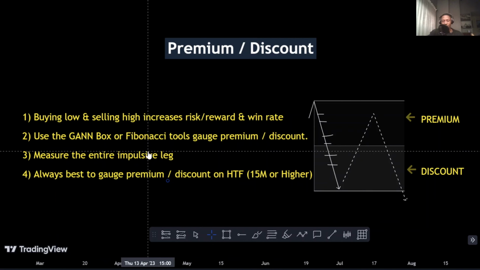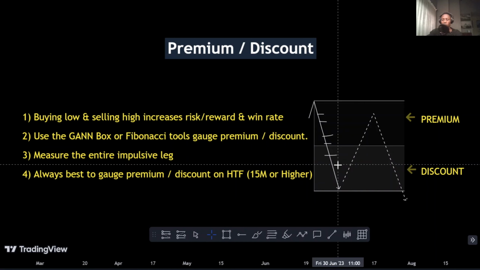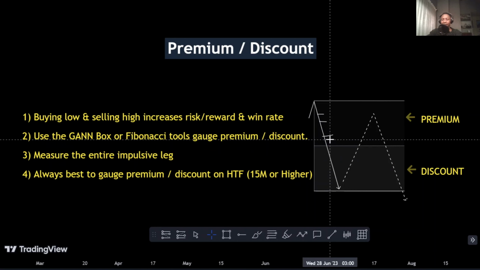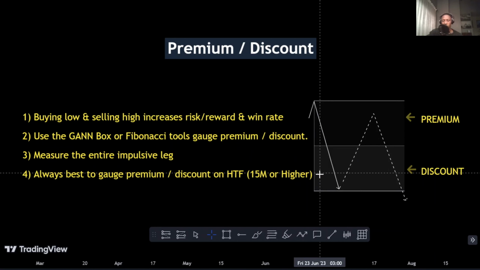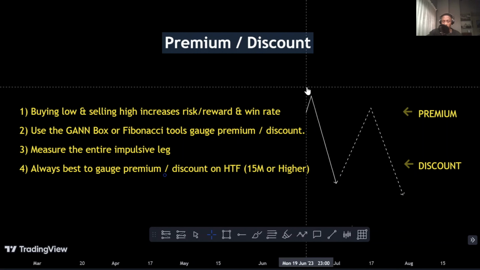You usually find it around the point that I just showed you by the Fibonacci tool, and then you just go to the gang box. So now here's the interesting thing about the gang box, or the premium and discount. To use it, you have to measure from the lowest point of the impulsive move to the highest point, or from the highest to the lowest, right?